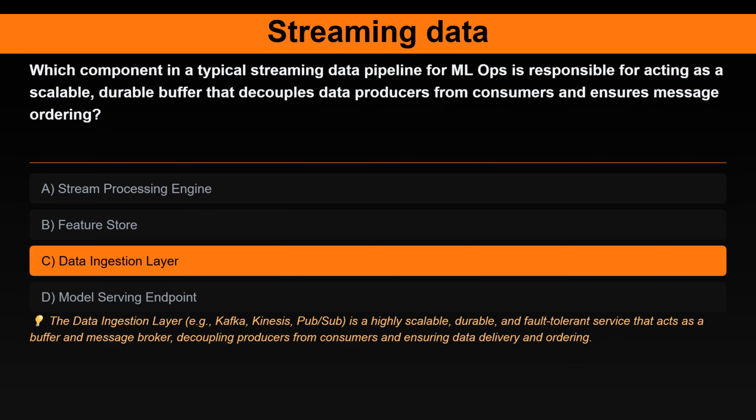The correct answer is data ingestion layer. Here's the explanation. The data ingestion layer, e.g., Kafka, Kinesis, PubSub, is a highly scalable, durable, and fault-tolerant service that acts as a buffer and message broker, decoupling producers from consumers and ensuring data delivery and ordering.